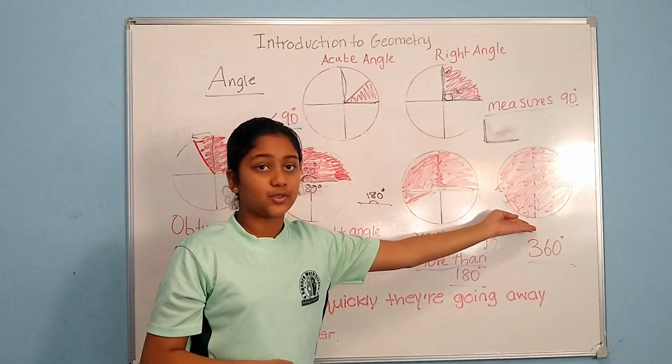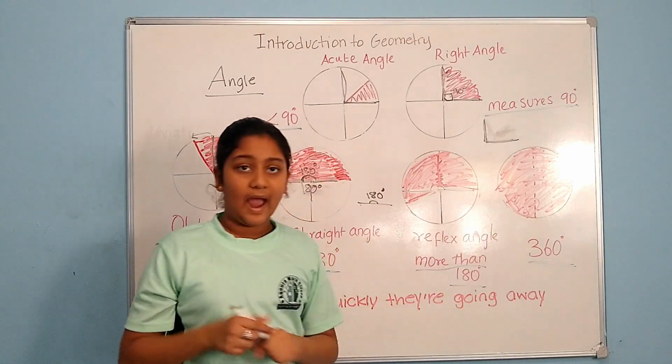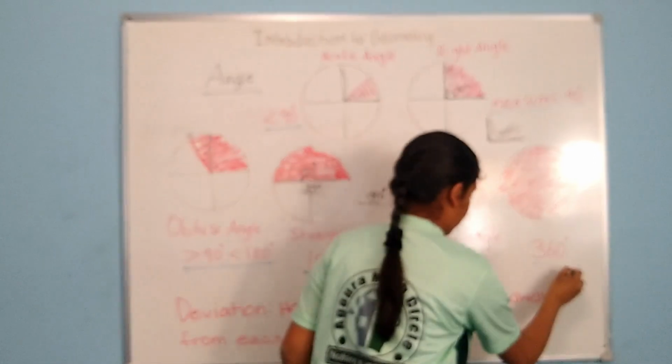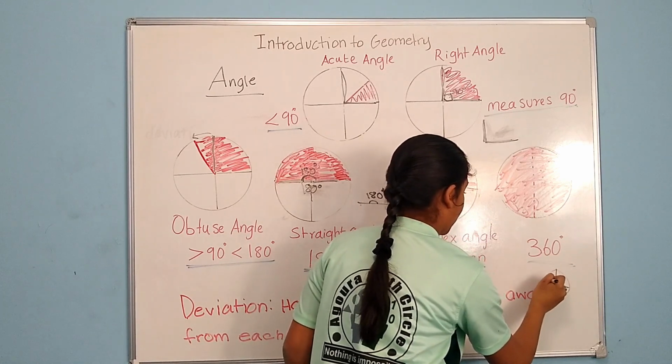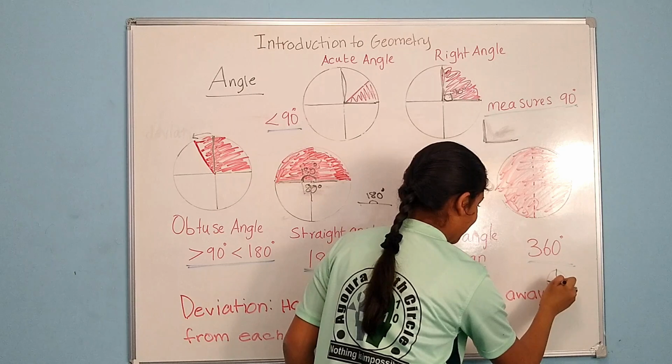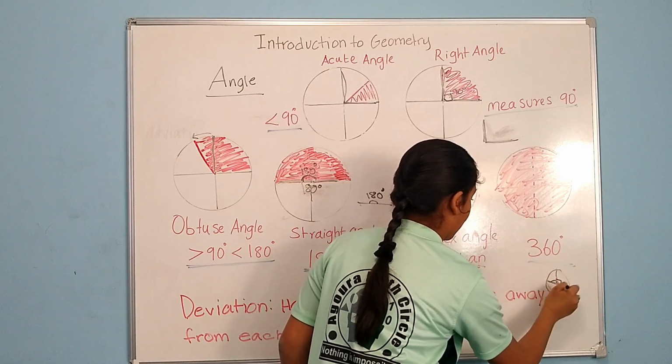Now let's move on to the 360-degree angle. And this is basically just a full circle. It includes all of them. It includes a right angle, and 180. So it has this and it has this. So it's the whole thing.